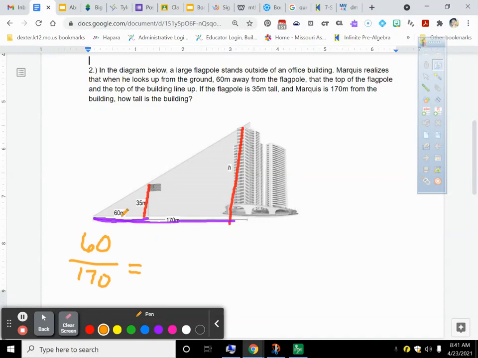What would the other side look like if you did 60 over 170? 35. It would be 35 over H. For the 170, would you do 170 minus 60? No, because you're doing the entire distance. Now, sometimes if they only gave you, say, 110 from the flagpole to the building, then you would have to add 60, because that wouldn't be the entire side of the triangle. So you do have to be careful there.